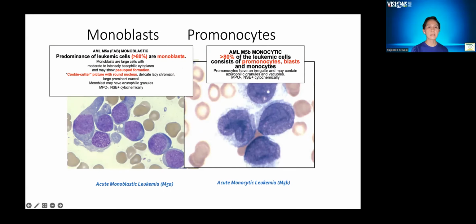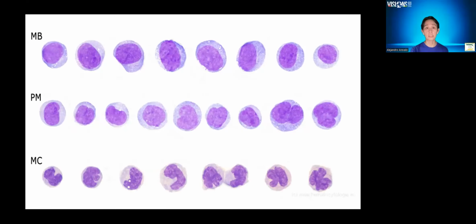So this is the classification of M5 AML according to the FAB. You have M5A for acute monoblastic leukemia, and M5B for acute monocytic leukemia. And as mentioned in the previous slide, if the predominant cells would be your monoblasts, you call it acute monoblastic leukemia. But if the predominant cells would be mainly promonocytes with some monoblasts, then it's acute monocytic leukemia.